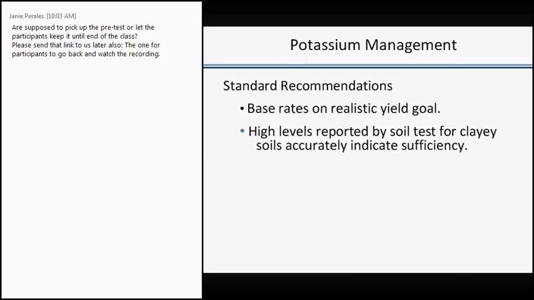From a lawn and garden standpoint, we really don't have realistic yield goals, but we have more homeowner recommendations for those. So it's still a realistic yield goal from a standpoint of how you want your grass to look. Do you want it to be deep dark green, or do you want it to be nice and you have to cut it once a week?